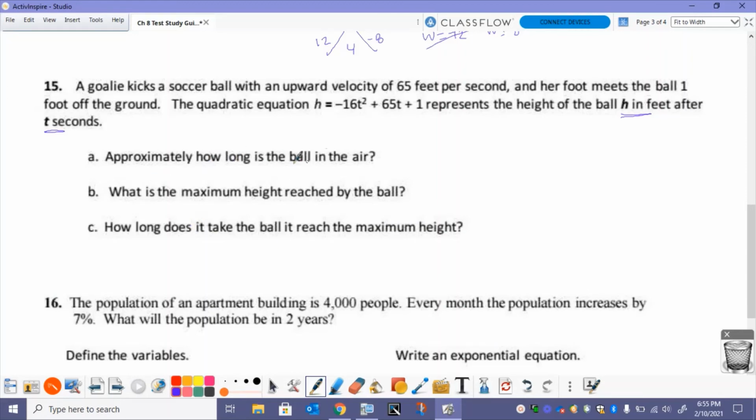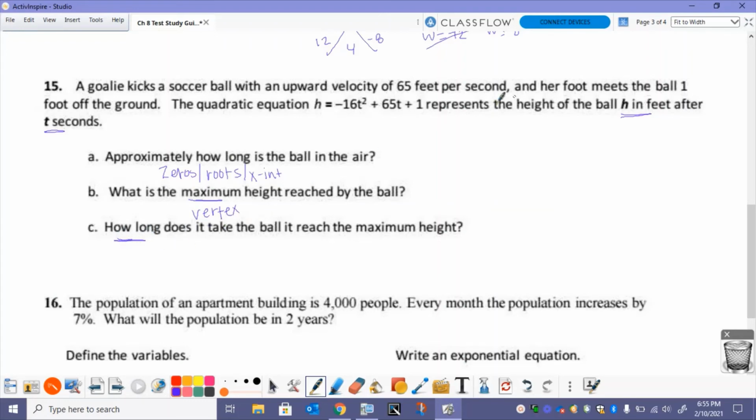Okay, so this is really asking you for your zeros, roots, whatever, same thing, x-intercept, okay? And then the next question says, what is the maximum height reached by the ball? So this is maximum. This is asking us for our vertex. And then the last question, how long does it take the ball to reach the maximum height? So how long, right? It's going to be our x value.